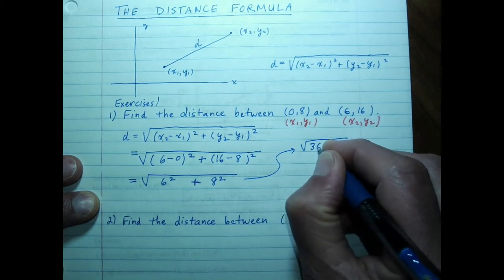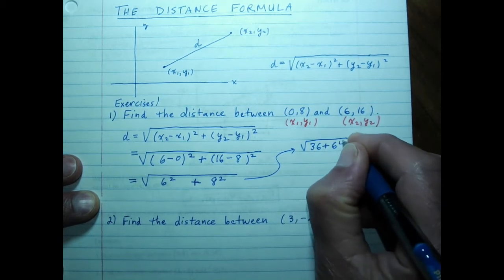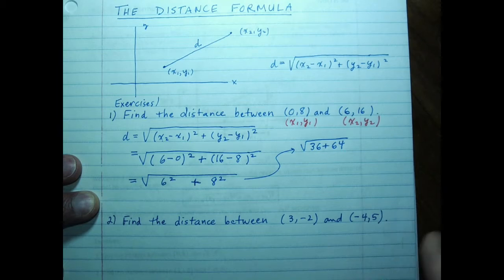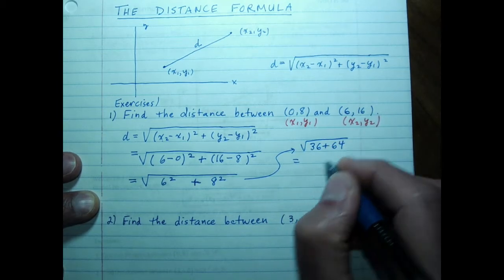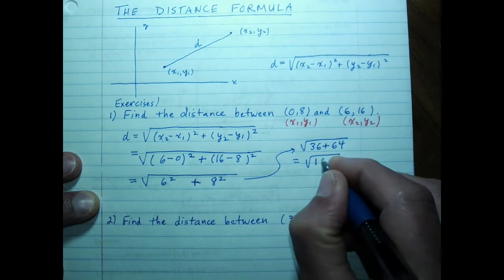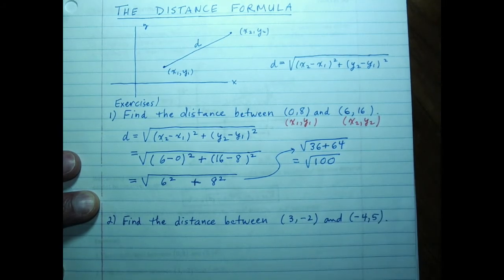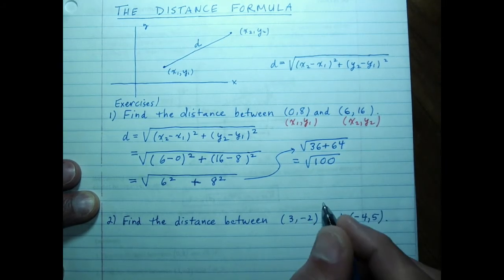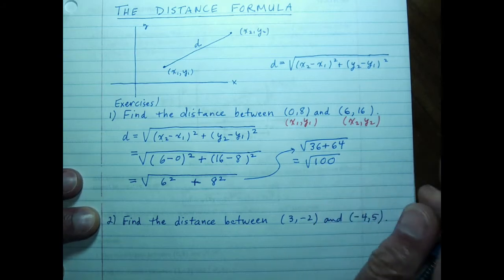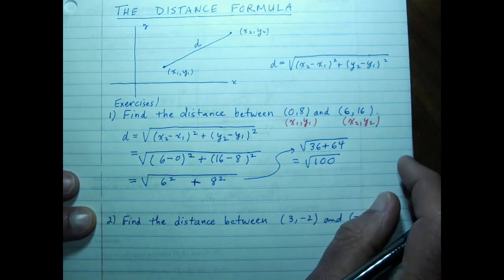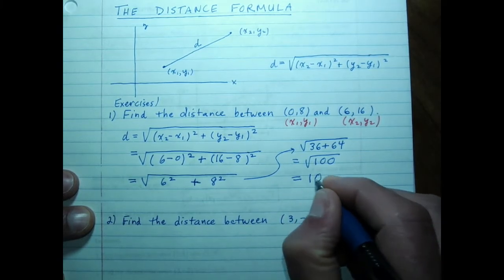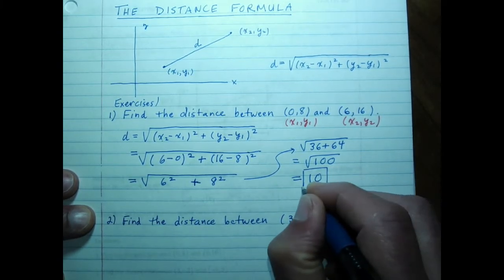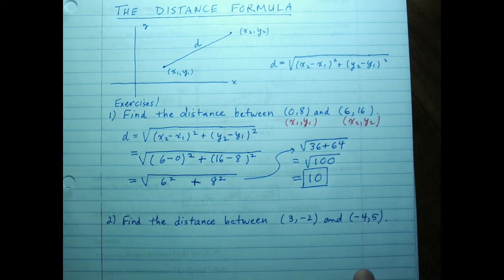So 6 squared is 36, 8 squared is 64. And I have to complete the addition. 60, 70, 80, 90. It comes out real nice here, actually. I get radical 100. And then I can take square roots. And here, 100 is a perfect square. It's 10 squared. So when I take radical 100, I get 10. And 10 units is exactly the distance between those 2 points.